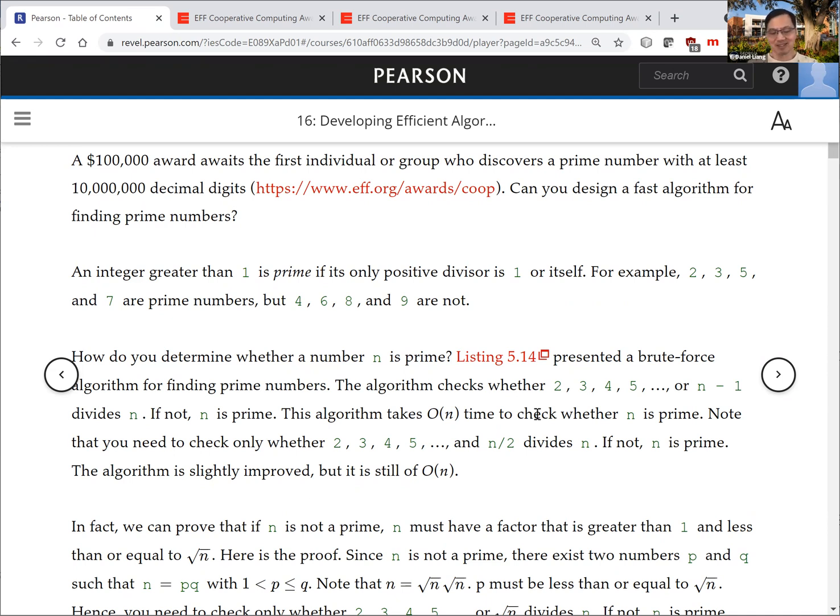We can easily improve it. Just note that you only need to check whether 2, 3, up to n divided by 2 divide n. You don't have to go beyond n divided by 2. If not, n is a prime number. The algorithm slightly improves, but it's still of the same order of magnitude, order of n.